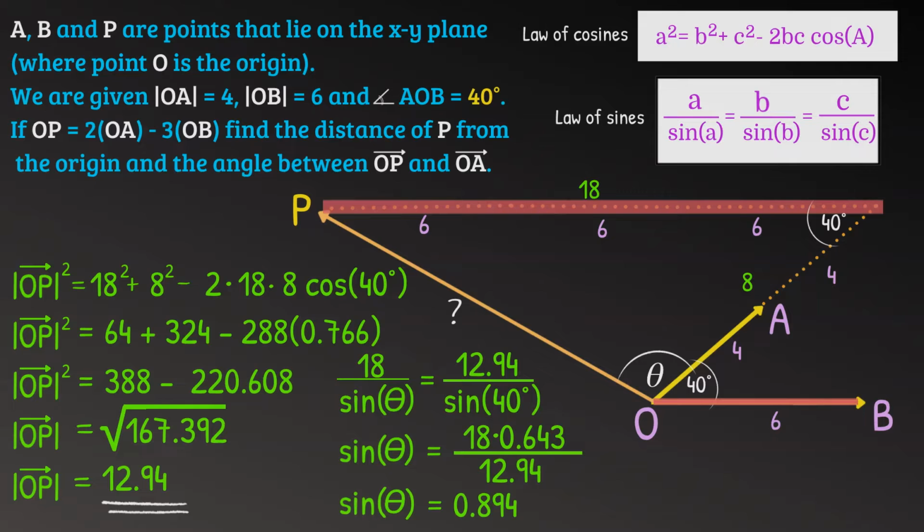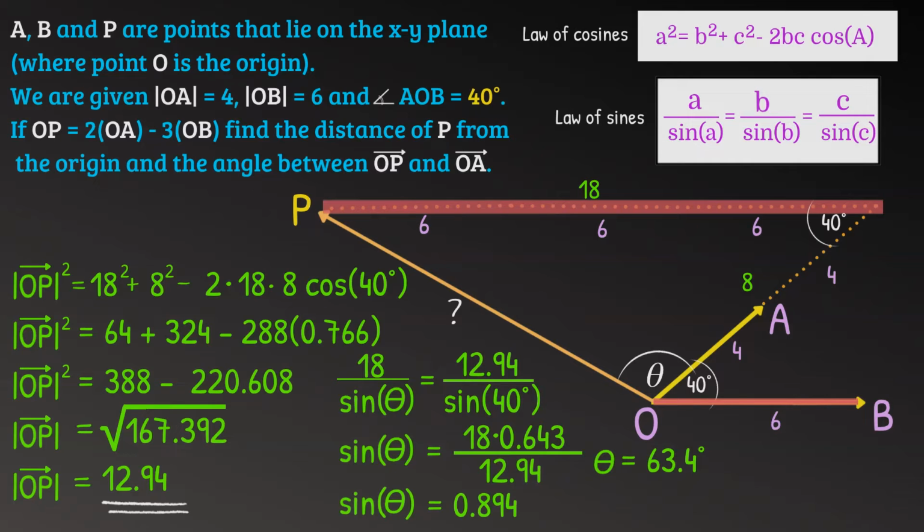Now here is where it gets easy to make a mistake, because to find the value for theta, we take the arc sine or the inverse sine of 0.894. Well, that gives us 63.4 degrees. Now you may have worked on the unit circle, and hopefully from that you might remember that two angles can have the same sine. The first angle would be 63.4 and the second angle would be 180 minus 63.4.